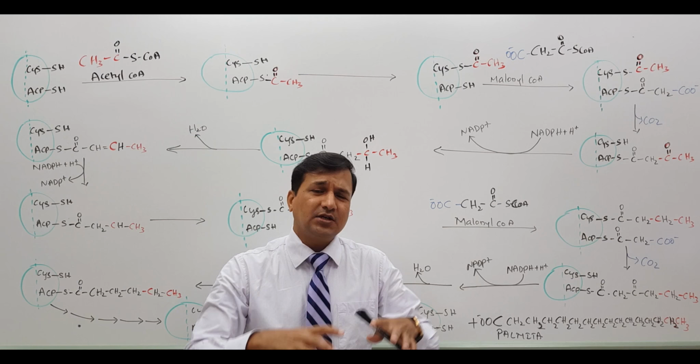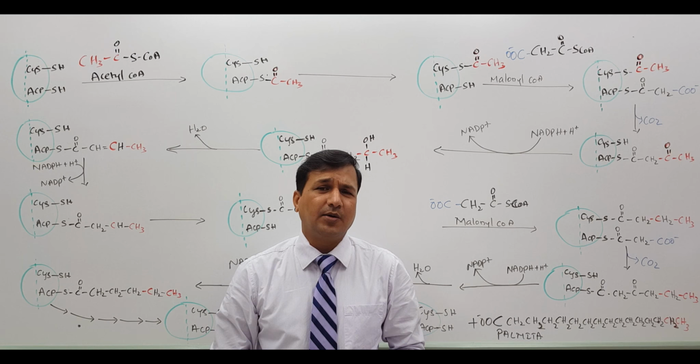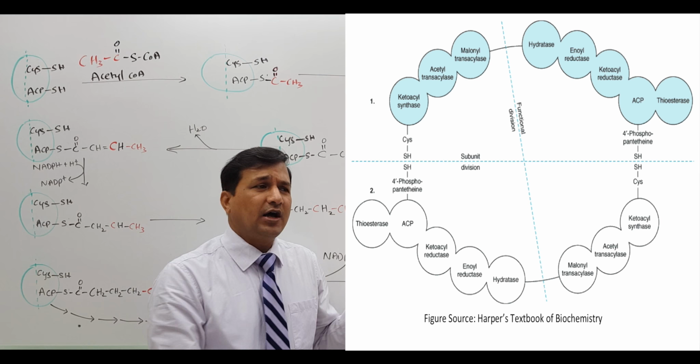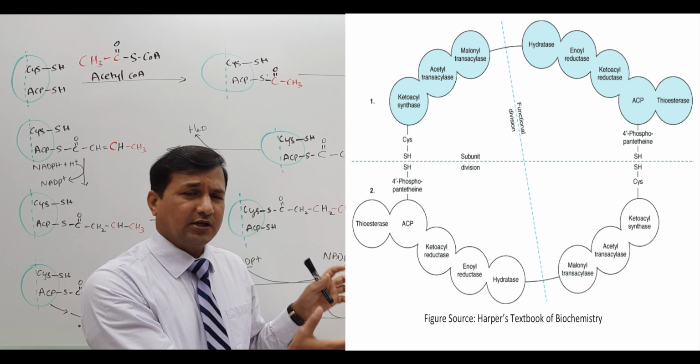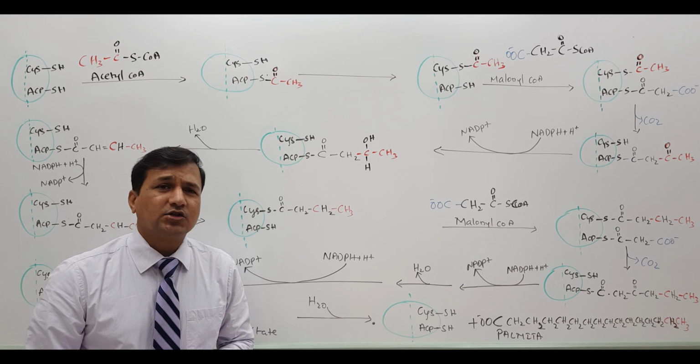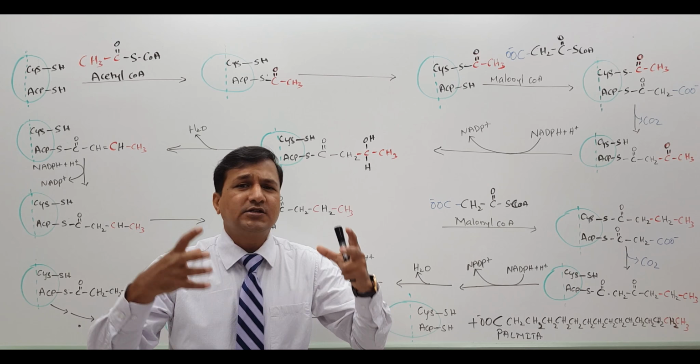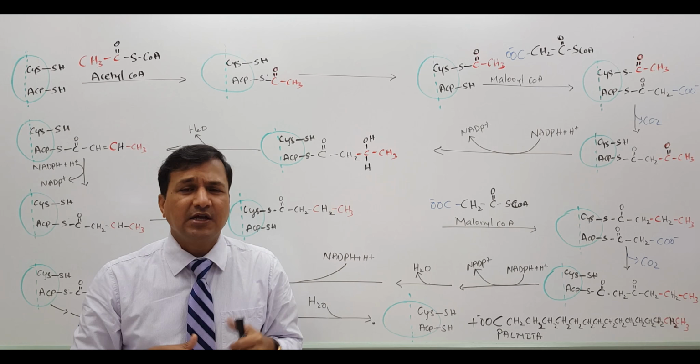So, it means this 16 subunit complex can be divided into 2 parts, 2 functional divisions. On the left side, you have one functional division, and on the right side, you have another. That means there are 7 enzymes and 1 ACP protein on the left side, and on the right side, again, 7 enzymes and 1 ACP protein. So, in the fatty acid synthase complex, all enzymes are together here. And insulin is going to induce this particular multi-enzyme complex, so that fatty acid synthesis goes on in an optimum and efficient way.